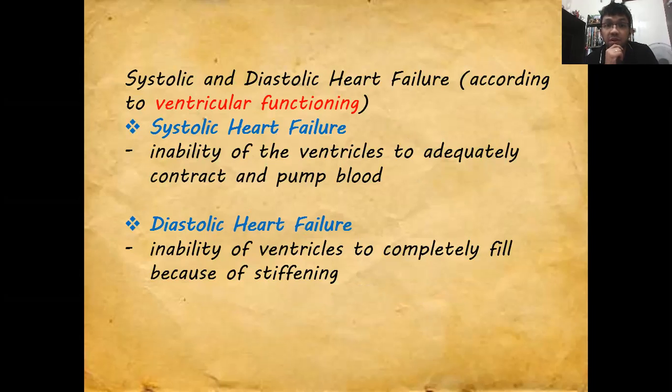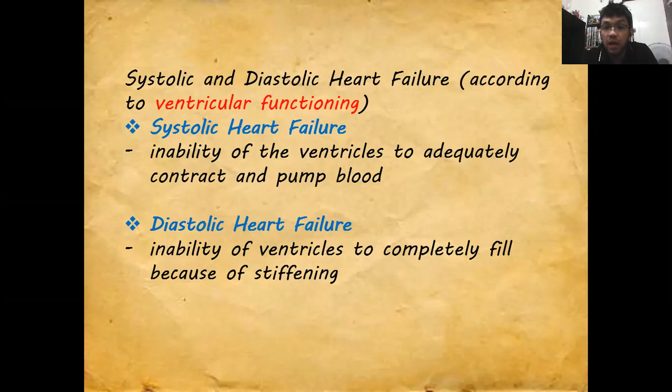Now we go to systolic and diastolic heart failure. This is, of course, according to the ventricular functioning. Systolic heart failure is the inability of the ventricles to adequately contract and pump blood. So in systolic heart failure, it's not contracting that much. It is weak.